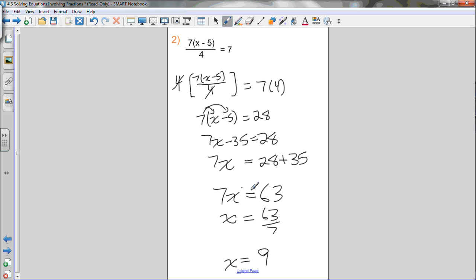Okay, so I had 7 times x equals 63. To move this 7 to the other side, I do the opposite of multiplying by 7, which is dividing by 7. And 63 divided by 7 is 9.